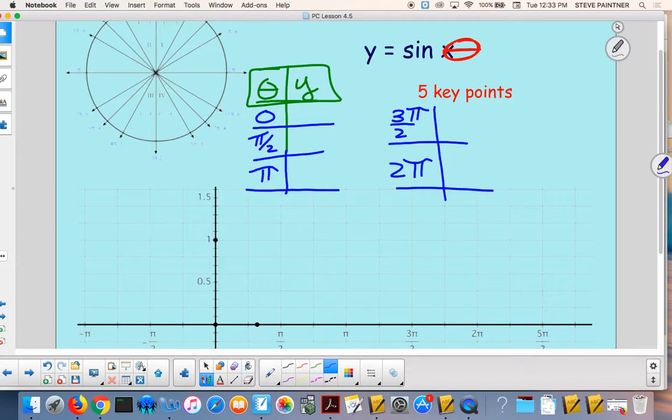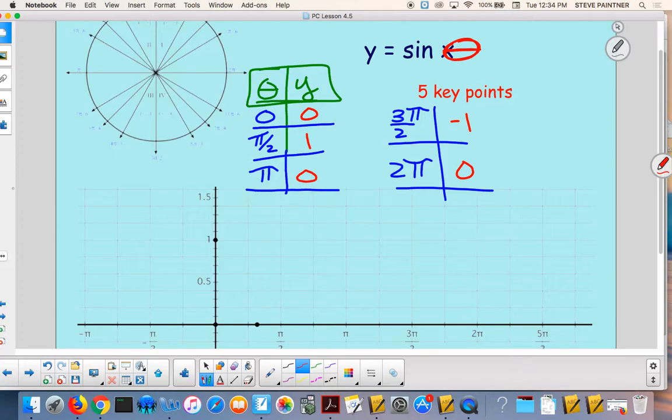Okay, if you're looking at that circle you just created, what is sine of 0? 0. What is sine of pi over 2? 1. And sine of pi? 0. And sine of 3 pi over 2? And sine of 2 pi? 0. Oh, guess what? I am right back to here. I am now starting to repeat myself. Do you get what I'm saying?